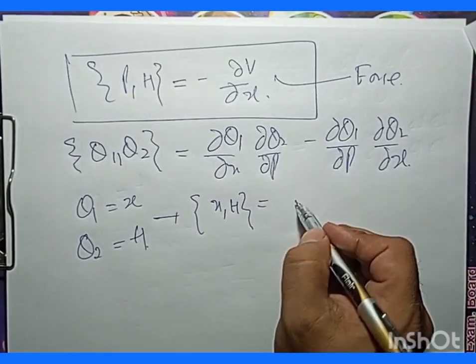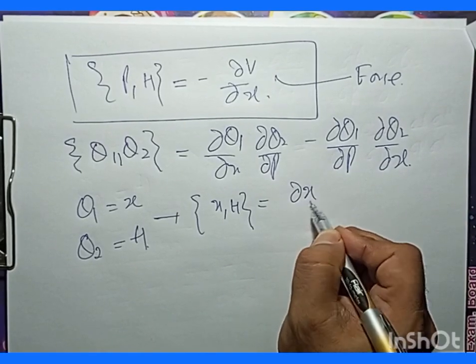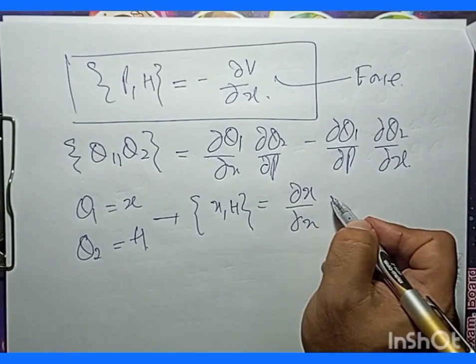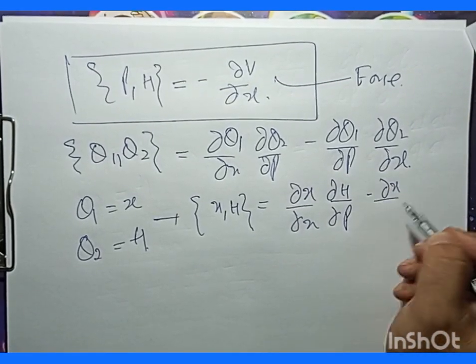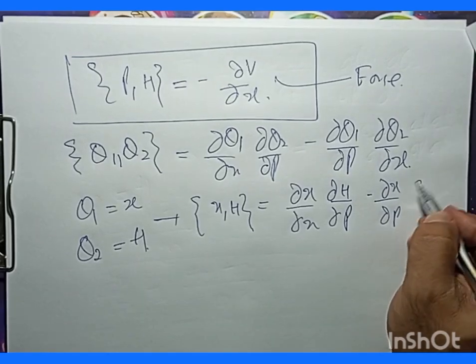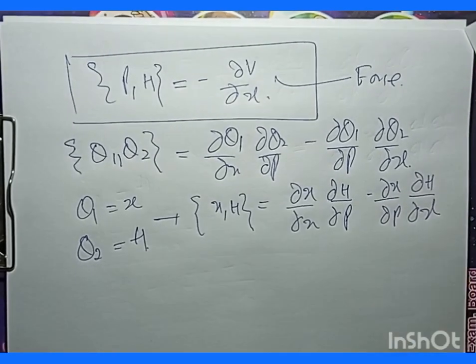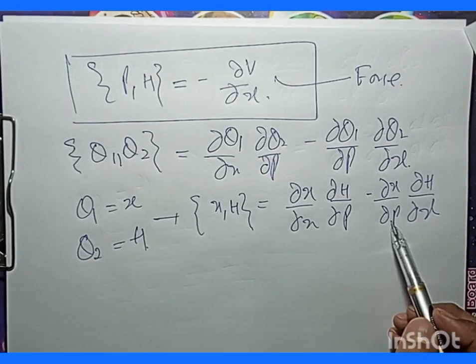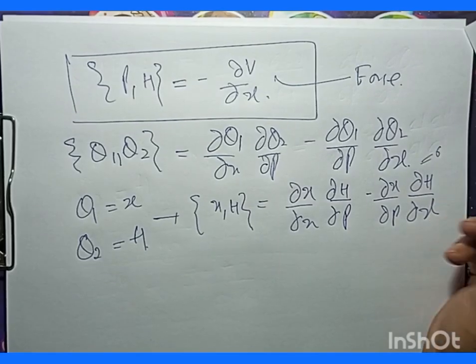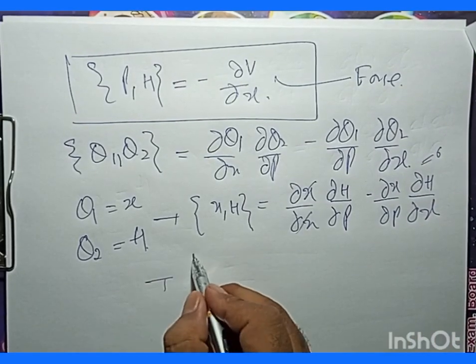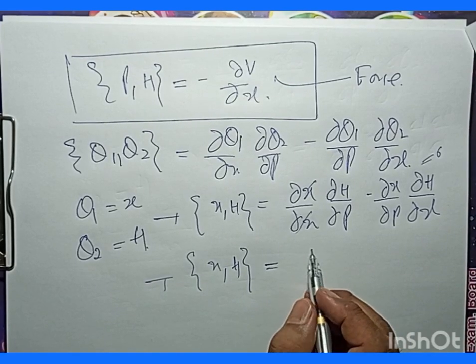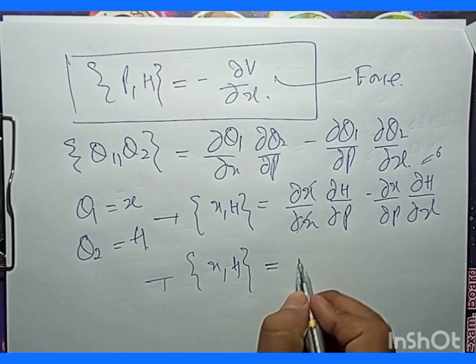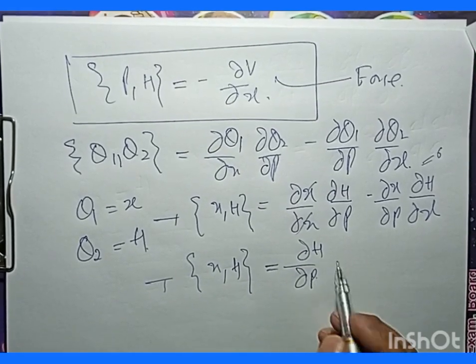That's going to be, instead of Q1 you will have ∂x/∂x, and for Q2 this is ∂H/∂p, minus, for Q1 this is ∂x/∂p, and for Q2 this is ∂H/∂x. Now, exactly in the same fashion as we talked about in the previous case, this x and p are independent of each other, so this term is going to go to 0, and this ∂x and ∂x will go. So the Poisson bracket of x and H will give us ∂H/∂p.